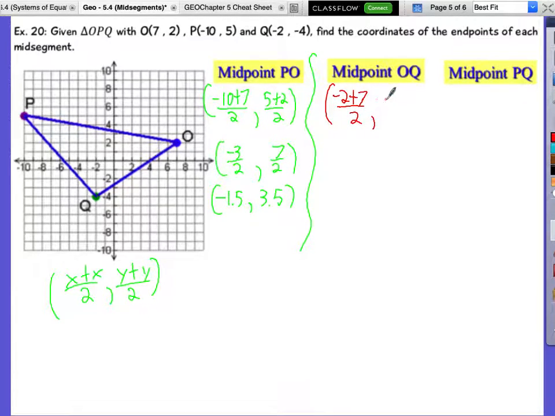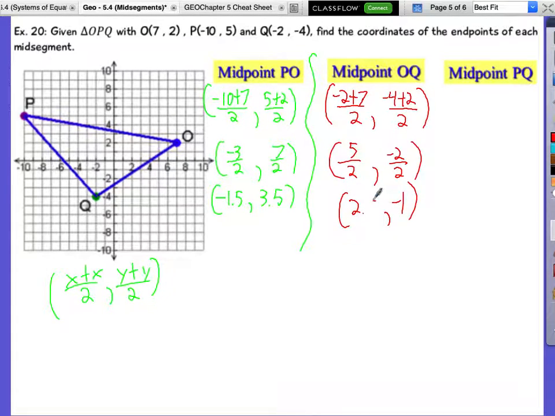What about the y's for this one? Negative 4 plus 2. Does it matter which order we add them in? If we did negative 2 plus 7 or 7 plus negative 2? No, it doesn't matter. We can add them in either order. So we continue this math. We get 5 divided by 2, comma, negative 2 divided by 2. Negative 1. Y is a negative 1, and what's the x? 2.5.